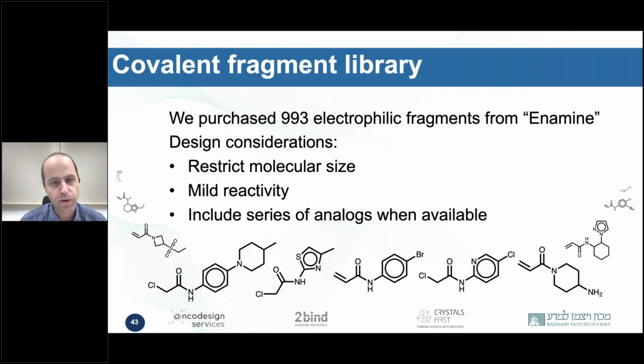To explore this hypothesis, we manually curated a library of about 1,000 electrophilic fragments from Enamine, all commercially available. Our design considerations were to restrict their molecular size, and the average molecular weight of the fragments in the library was 220 Daltons. They all have mild reactivity, with warheads including chloroacetamide, about 75% of the library, and acrylamides, about 25% of the library. And where available, we included libraries of analogs so we can get structure-activity relationships directly from the primary screen.